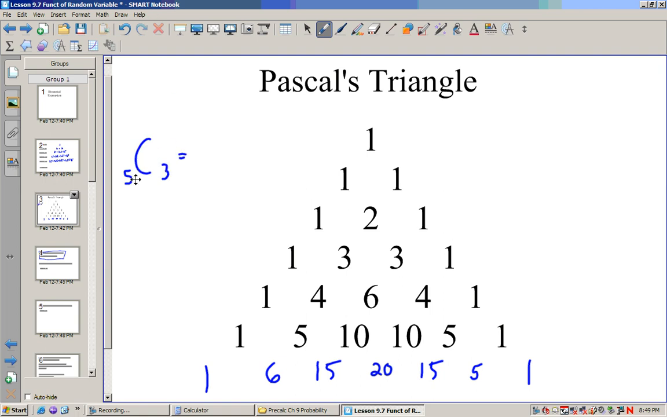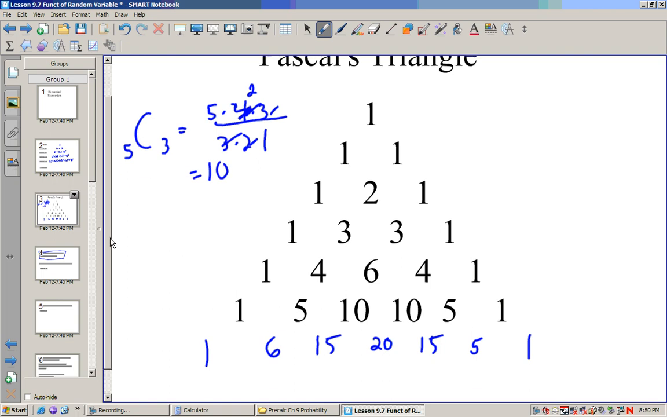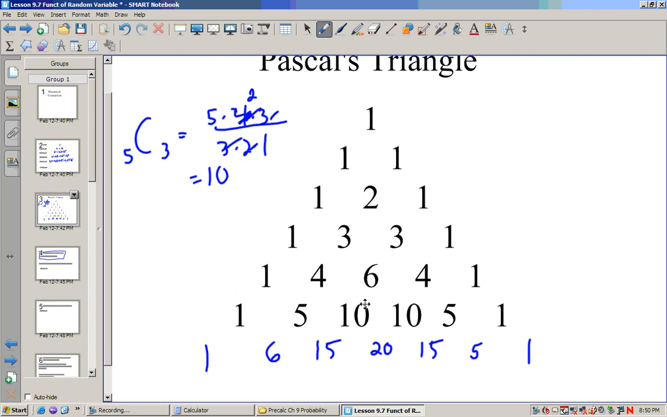5 choose 3 is how many ways we can permutate 5 items if we have 3, so that's 5 times 4 times 3 divided by 3 factorial, 3 times 2 times 1. So if I simplify this, 5 choose 3 is going to be 10. Now where would 10 be here? 10 is in this column, and it's both here and here.